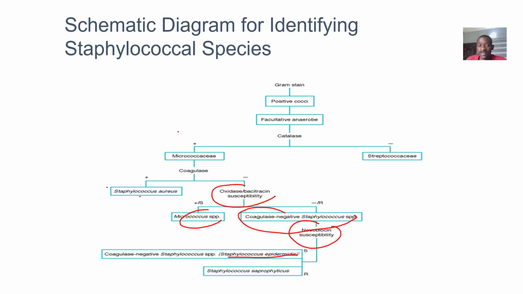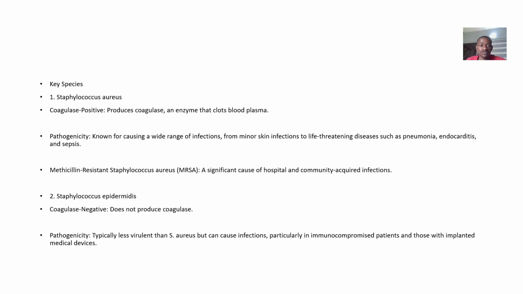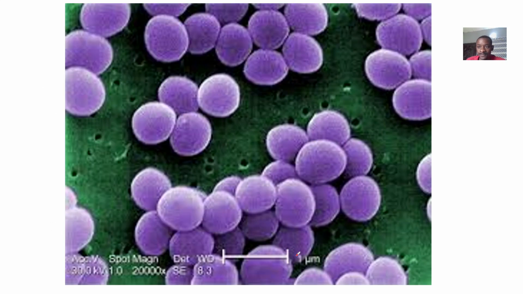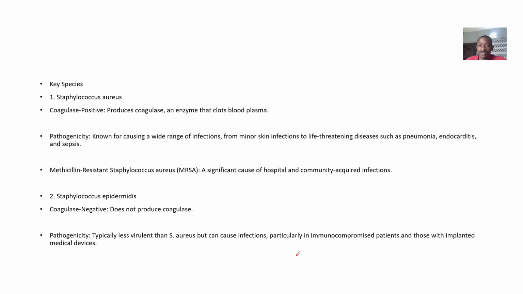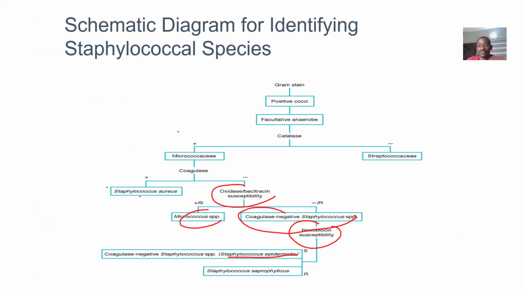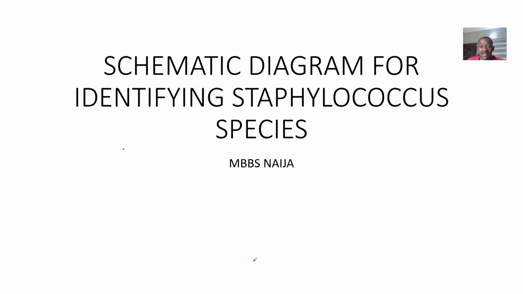Alright, so this diagram actually summarizes Staphylococcal species, right? If you have been looking for a single diagram that has it all, everything found in this lecture is just what is in that diagram, which is not needful, because all of this we actually spoke about individually. But you can pause along the line to read. Alright, so that's it for the schematic diagram for identifying Staphylococcus species.